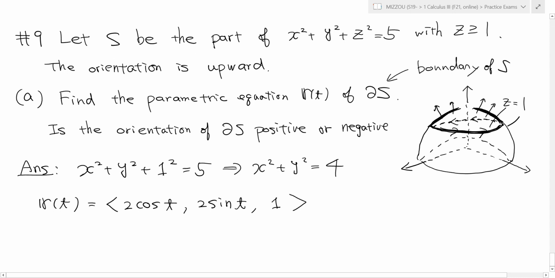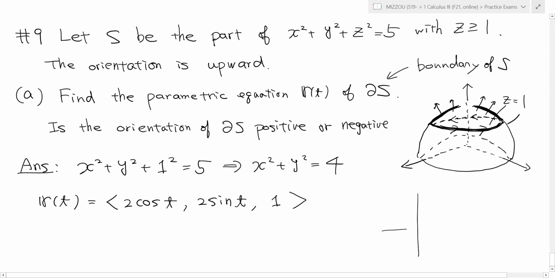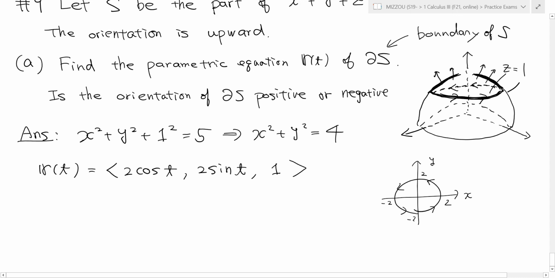So that means if you look at everything from above, what you see is this, with radius 2. So this is counterclockwise, so the orientation is positive. Remember, counterclockwise orientation is a positive orientation. So the orientation is positive. So that's the answer.